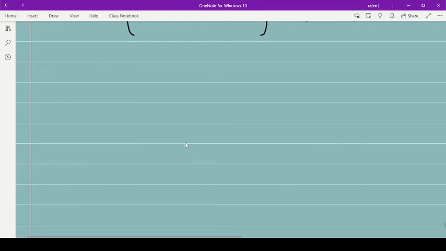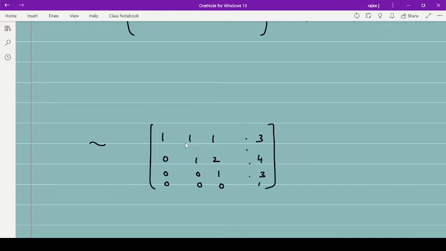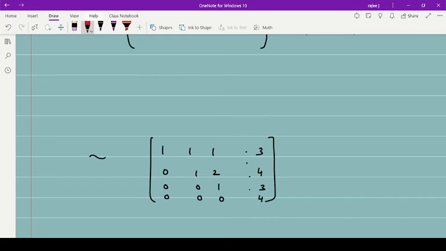So suppose after finding out all that, we are going to get it like that: 1 1 1 3, 0 1 2 4, 0 0 1 3, 0 0 0 4. Suppose we are going to get like this, because we don't have much time to solve that now. So now after simplifying all that, suppose last step is this one. Okay, so what is this here?